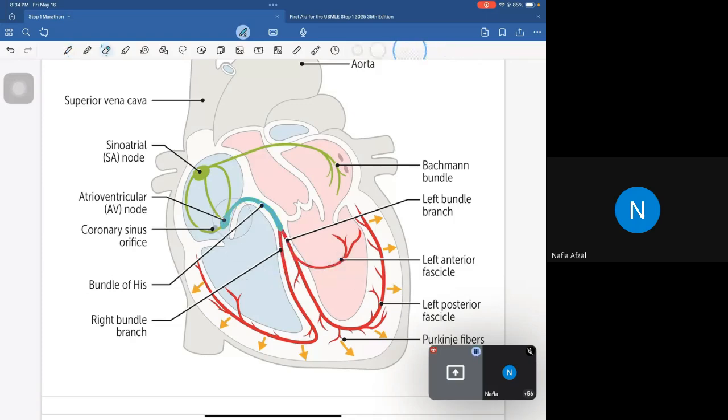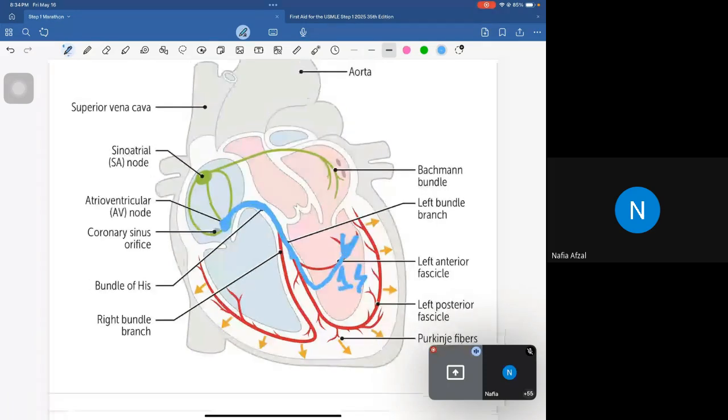So let's hypothetically assume that it takes 1 second for the signals to go to this place, right? So from the AV node, it takes 1 second to go to the left bundle branch, and then the left ventricle contracts, right? And it takes 1 second here as well.